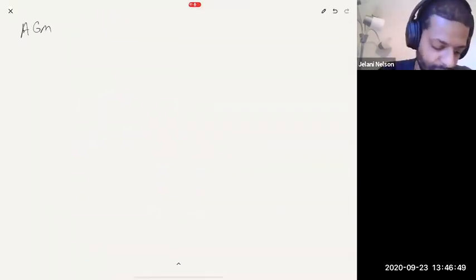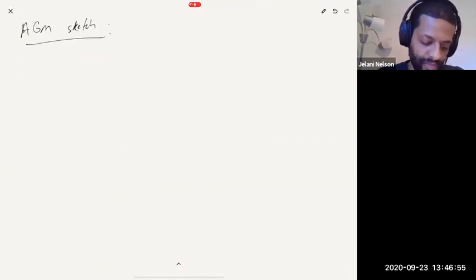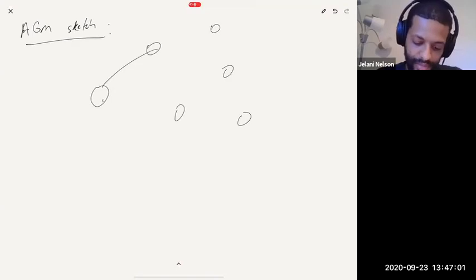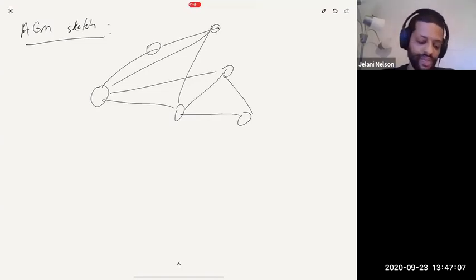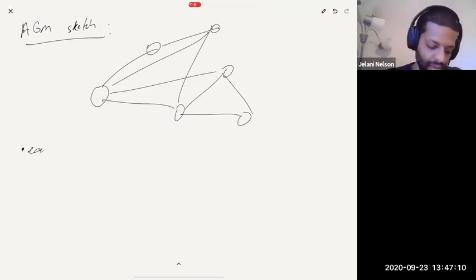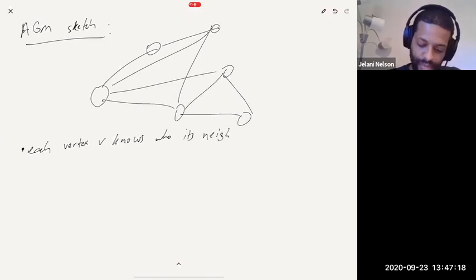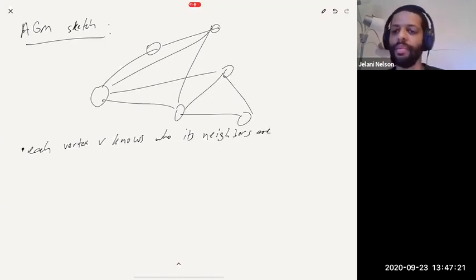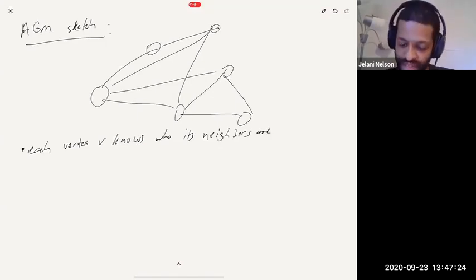Another thing I'll say about the AGM sketch is it doesn't only work in the streaming model. It also works in other models as well. So let's consider the following model. I have a graph. And it's a distributed model. Each vertex V knows who its neighbors are, but it doesn't know anything else about the graph. So this is up to something like n-1 bits of information about the graph.